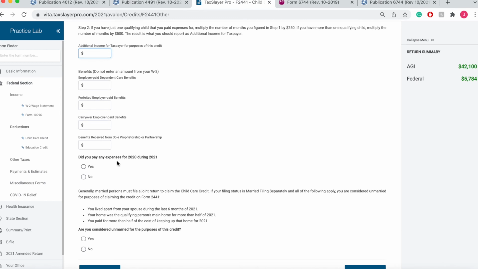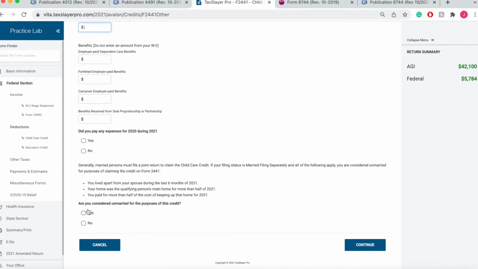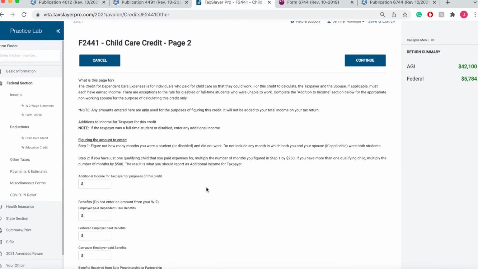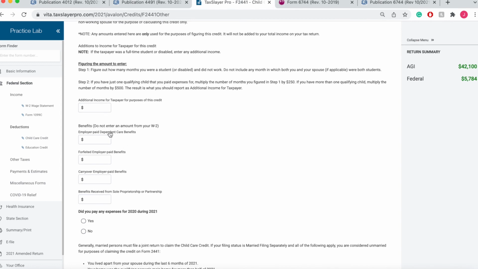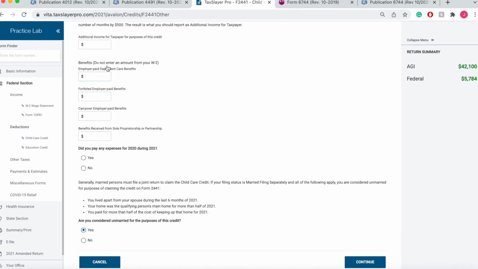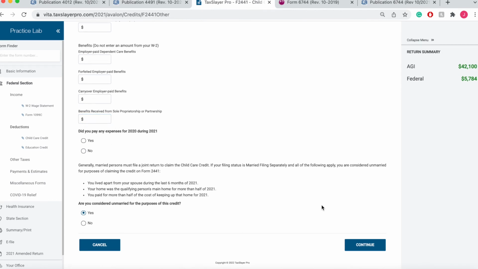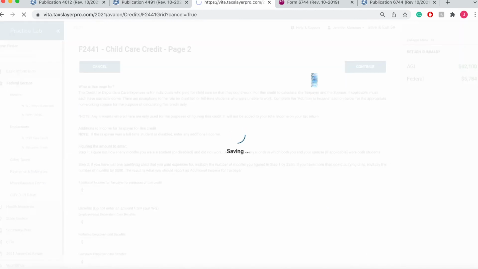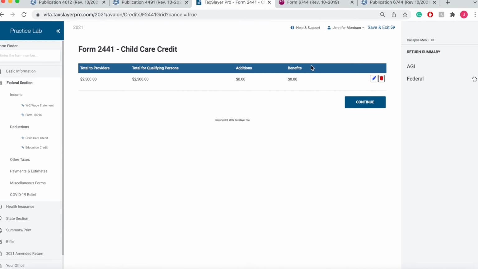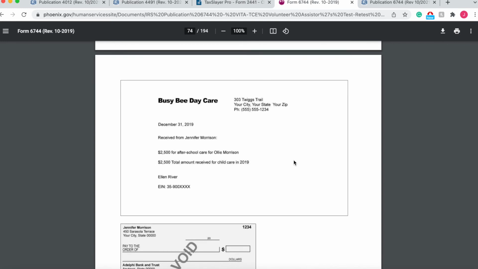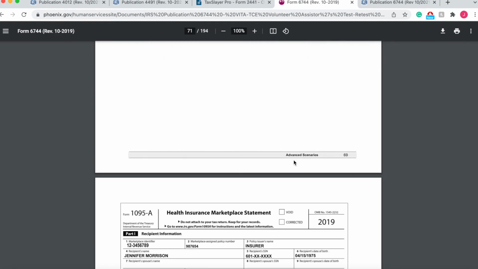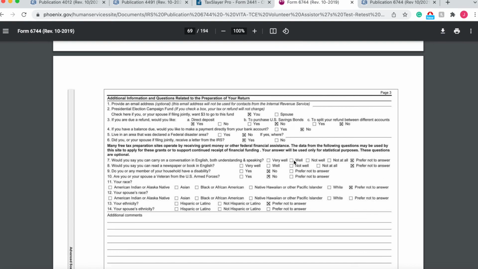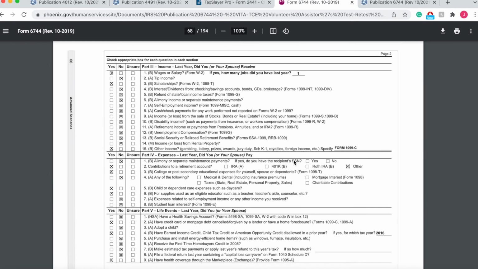And so we don't have any of these that would be involved here, besides, yes, that they are considered unmarried, because there was no additional income here, really. There was no benefits because we didn't have anything from the W-2, because it says don't enter that there. And so, yeah, they're considered unmarried for the purpose of this credit. And so we come back here now and we go to our expenses item there.